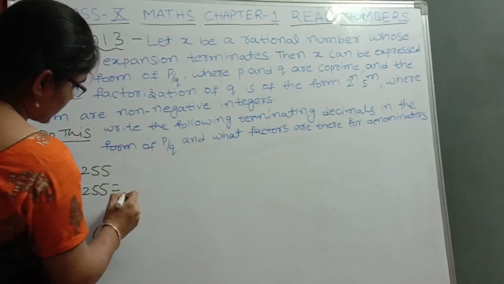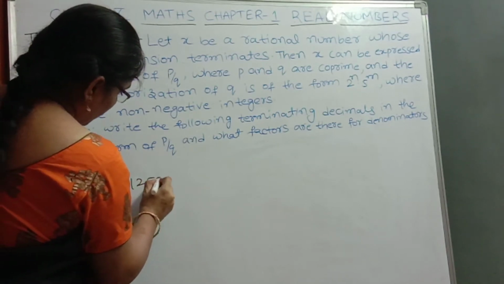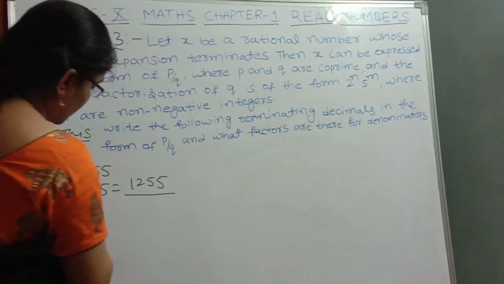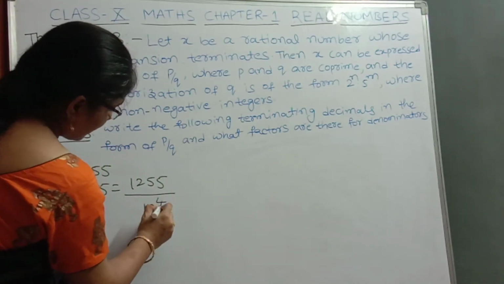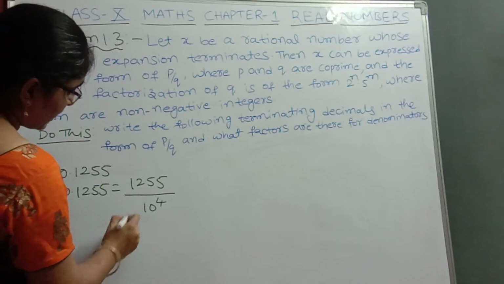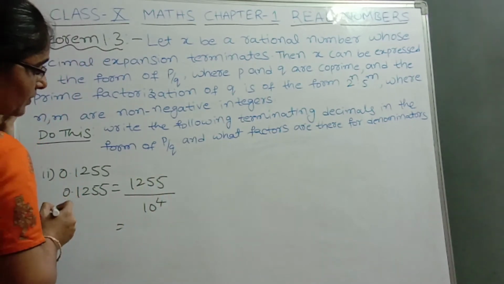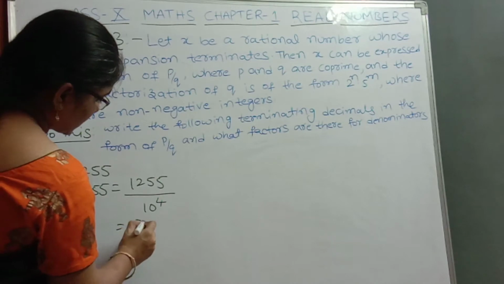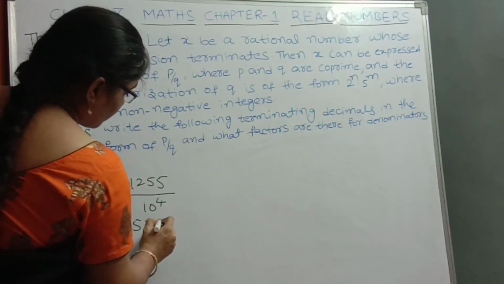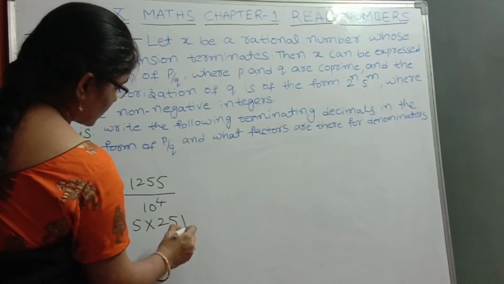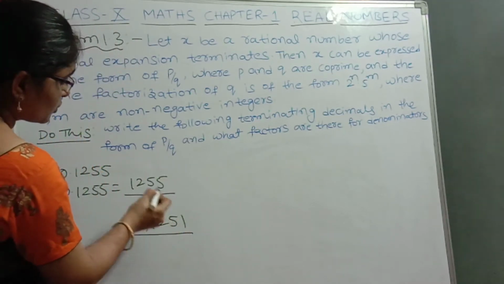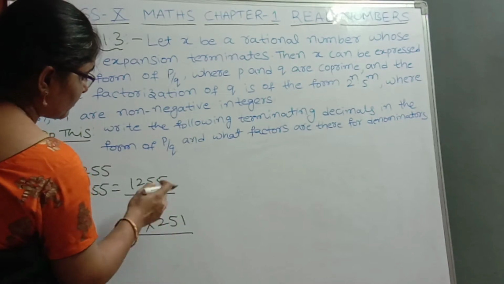0.1255 is equal to what? 1255 by, after the decimal we have 4 digits, that is 10 to the power of 4. Again, this 1255 is written as what? As a product of prime factors: 5 2s are 10, remaining 2, 5 5s are 25, 5 1s are 5. That is 5 into 251 equals 1255.